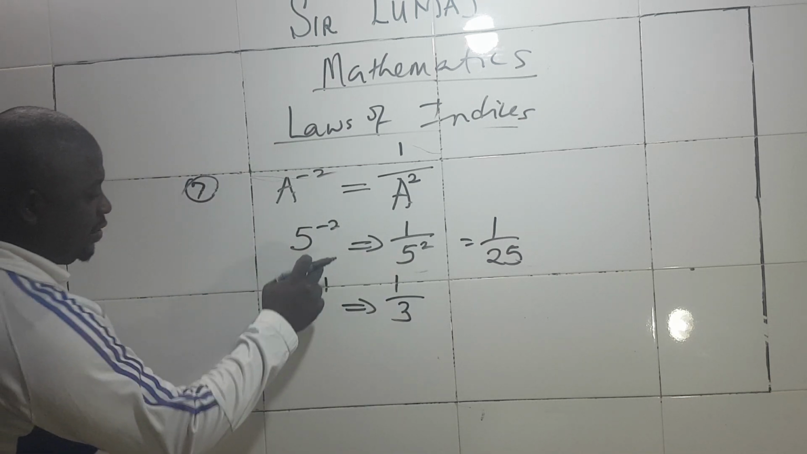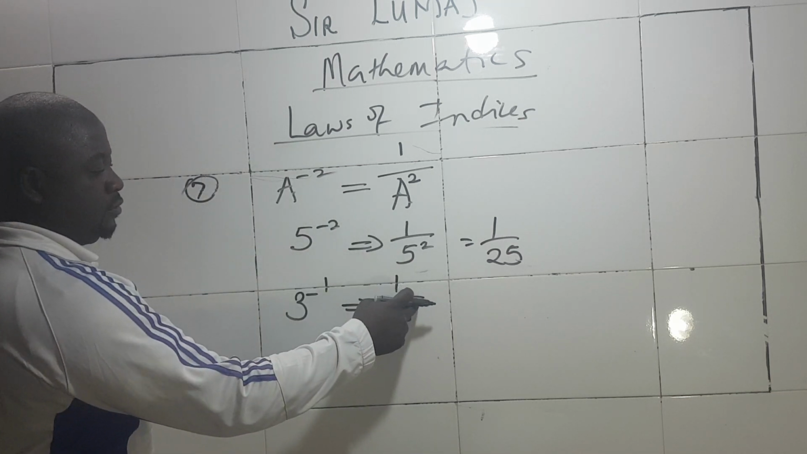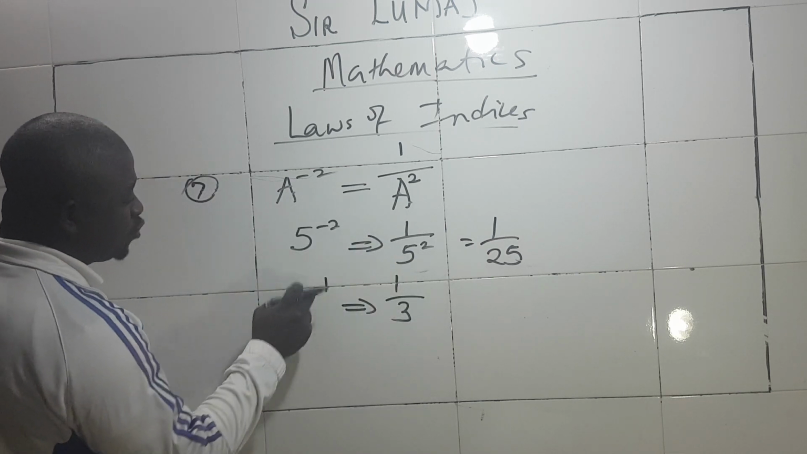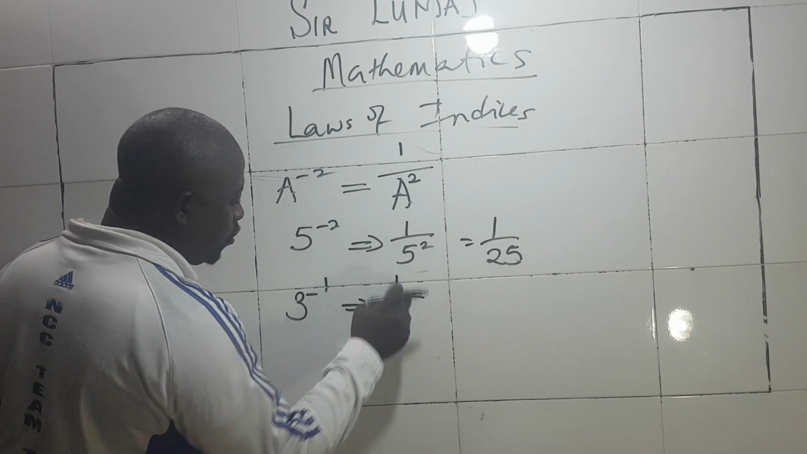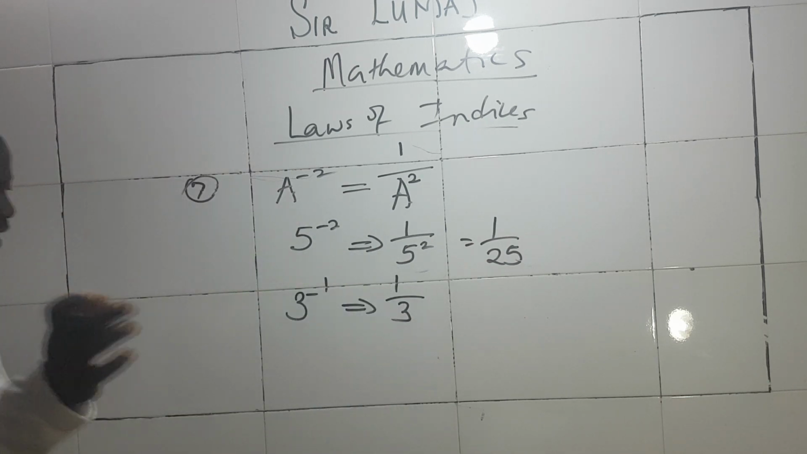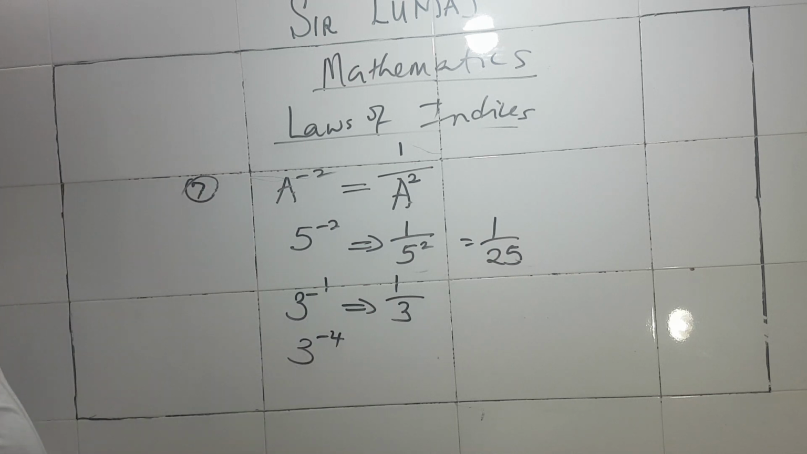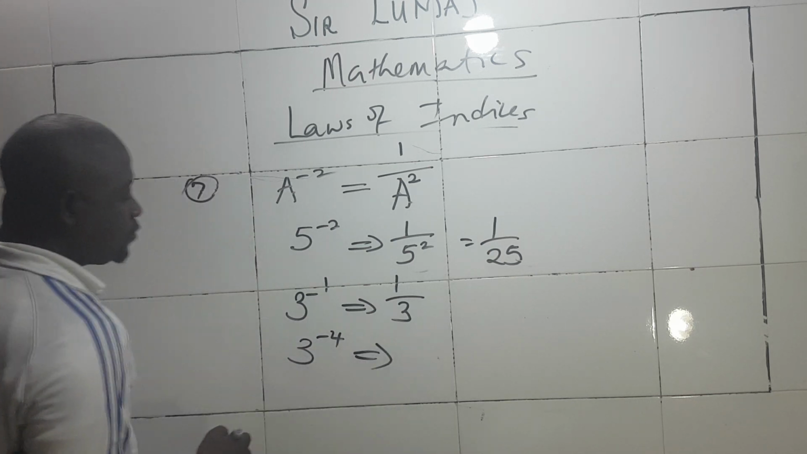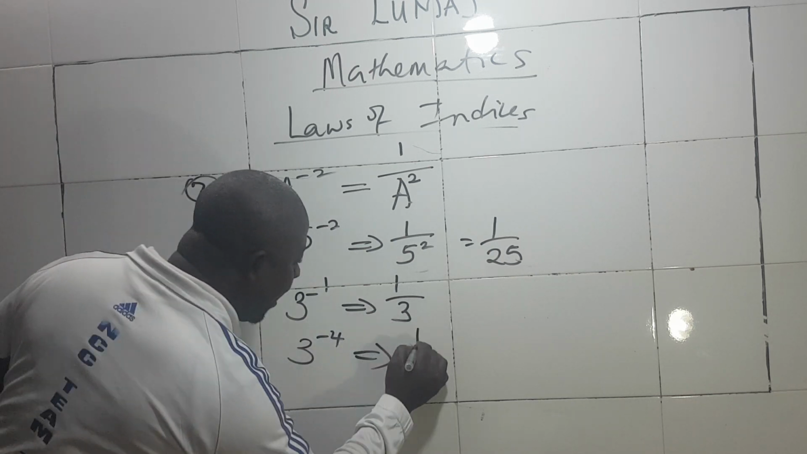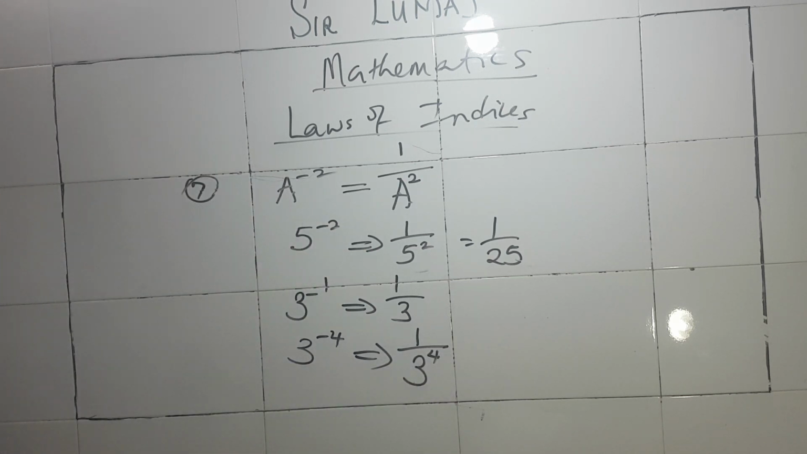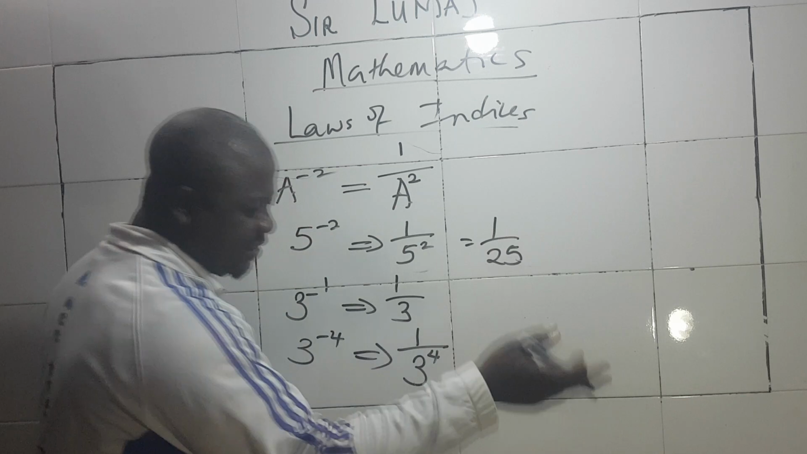No, this is 3 raised to power 1. Anything raised to power 1 is still that same number. So 3 raised to power minus 1 is equal to what? 1 all over 3. I can also have 3 raised to power, let's say minus 4. It means that I'm going to have 1 all over 3 raised to power 4. Then you can simplify further.